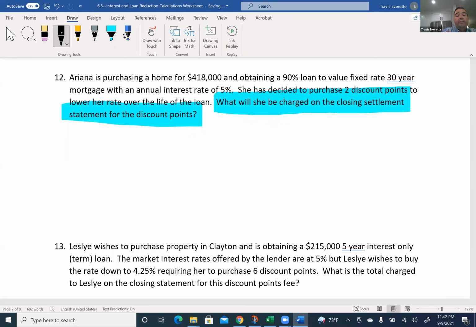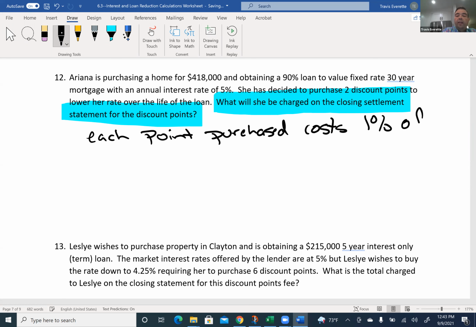Here's what we know about discount points. Each discount point purchased costs 1% of the loan. That's always true with discount points. They're always going to cost 1% of the loan.